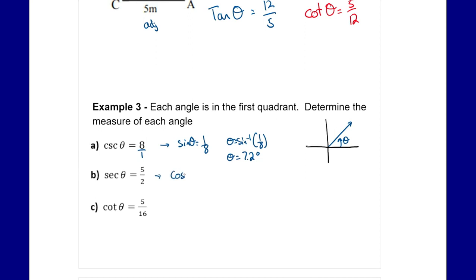Secant is the reciprocal of cosine. So cosine of theta would be 2 over 5. Theta equals cosine negative 1, right? We've looked at how to find angles before. So cosine negative 1 of 2 divided by 5, or inverse of cosine, gives 66.4 degrees.